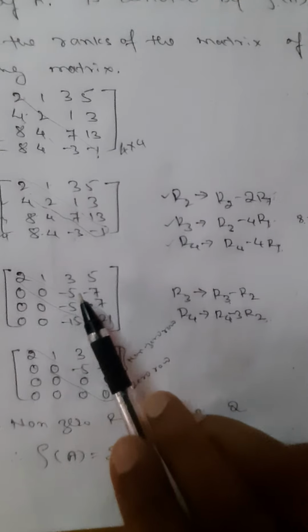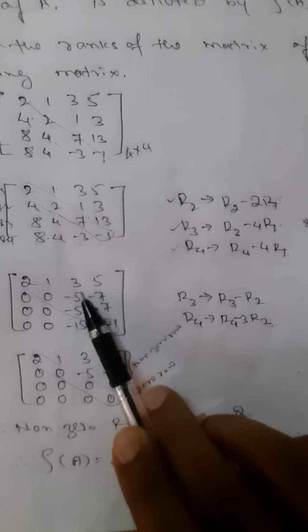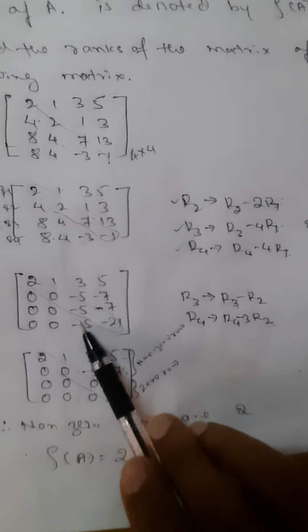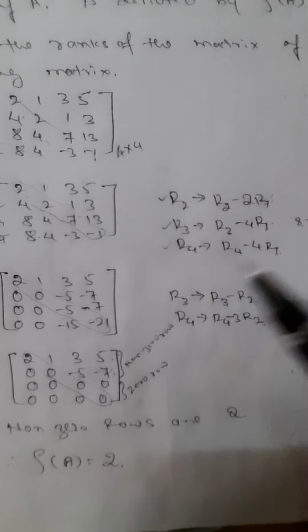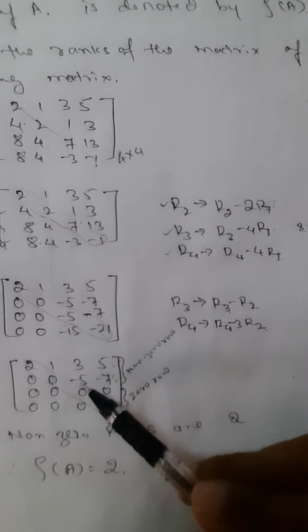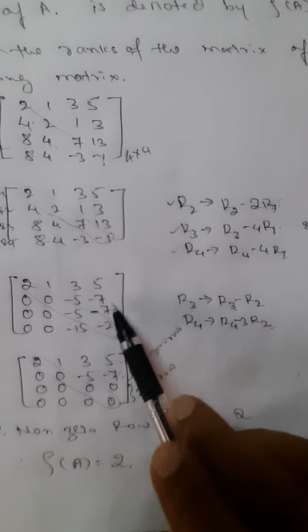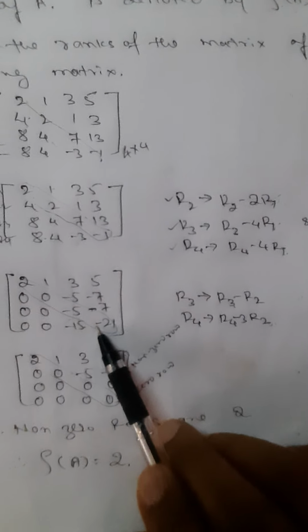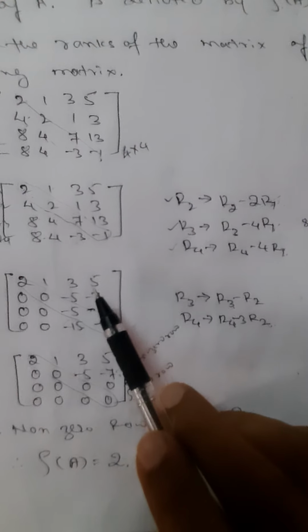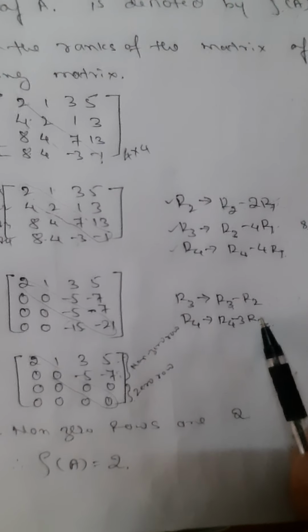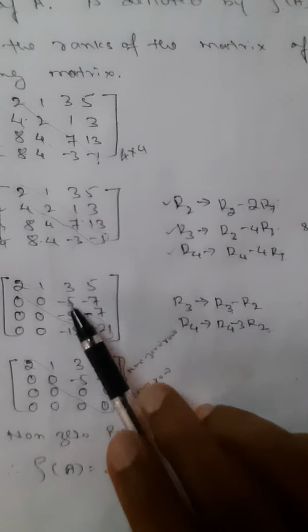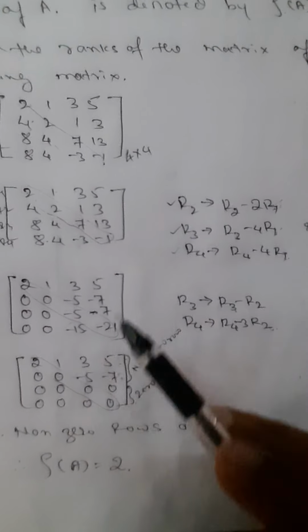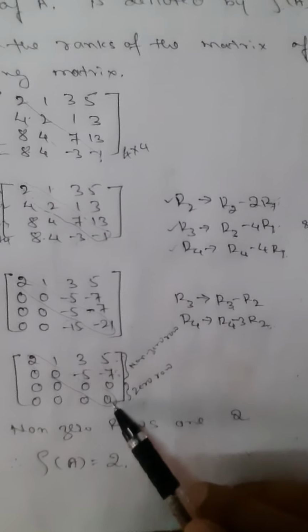We are comparing with row 2 now. So minus 15 minus of 3 into the minus 5 is again plus 15. After subtraction this will become 0. Then in R4, minus 21 minus of 3 into the minus 7. Use this formula. Minus 3 into 7 is 21. After subtraction this will become 0.